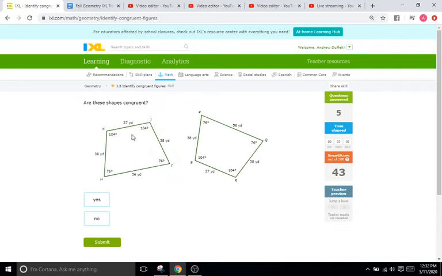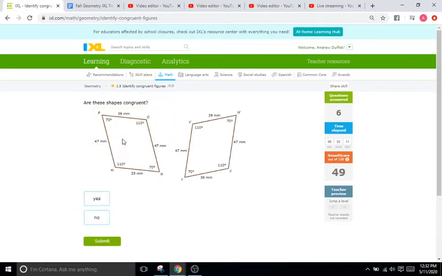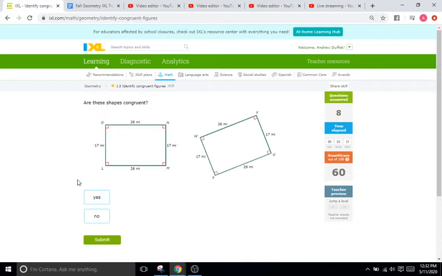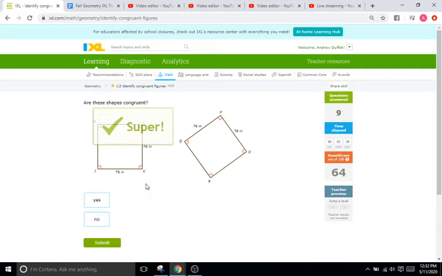Are these congruent? The angles are all the same, and the sides look like they are all the same. So yes. Are they congruent? 70, 110, yes. 47, 47, 39, 39, yes. All good. 60, 59, 20, 34. So all the sides are good. It looks like all of the angles are going to be good as well. Are they congruent? 26, 26, 17, 17, and all four of the angles between both are 90, so yes. A lot of yeses here. Yes.